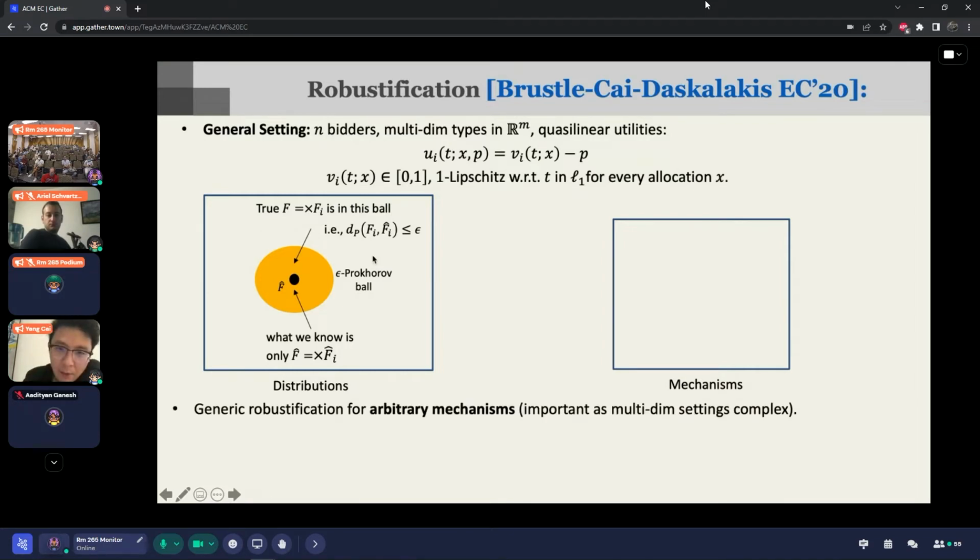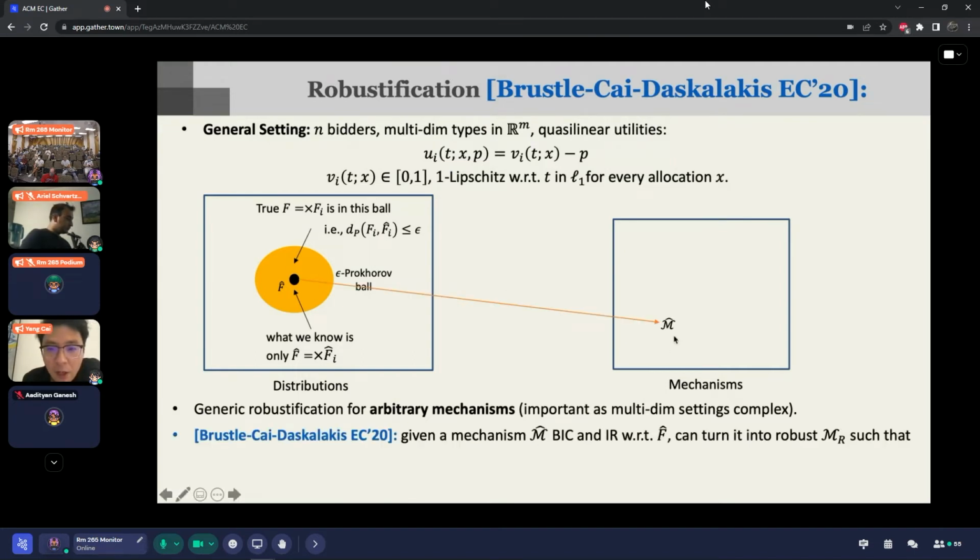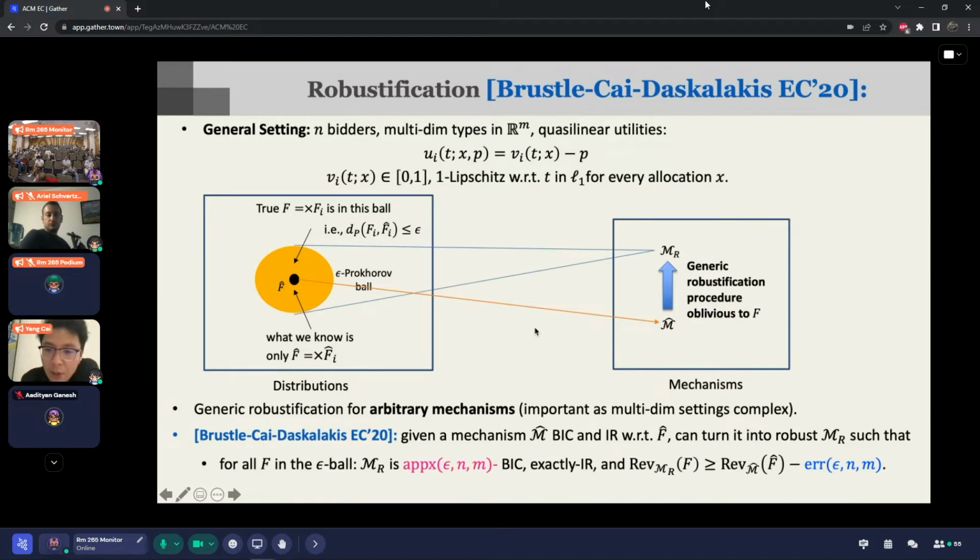And what we achieve in this robustification procedure is we show that you can robustify any mechanism in this model. What do I mean by that? Suppose you have an m hat that's designed for f hat. By that I mean m hat is a DSIC and IR mechanism and probably has good revenue with respect to f hat. Now there is a generic robustification procedure that's oblivious to f, and you can apply it to m hat to get a robust mechanism m sub r, such that it gives you the following guarantee.